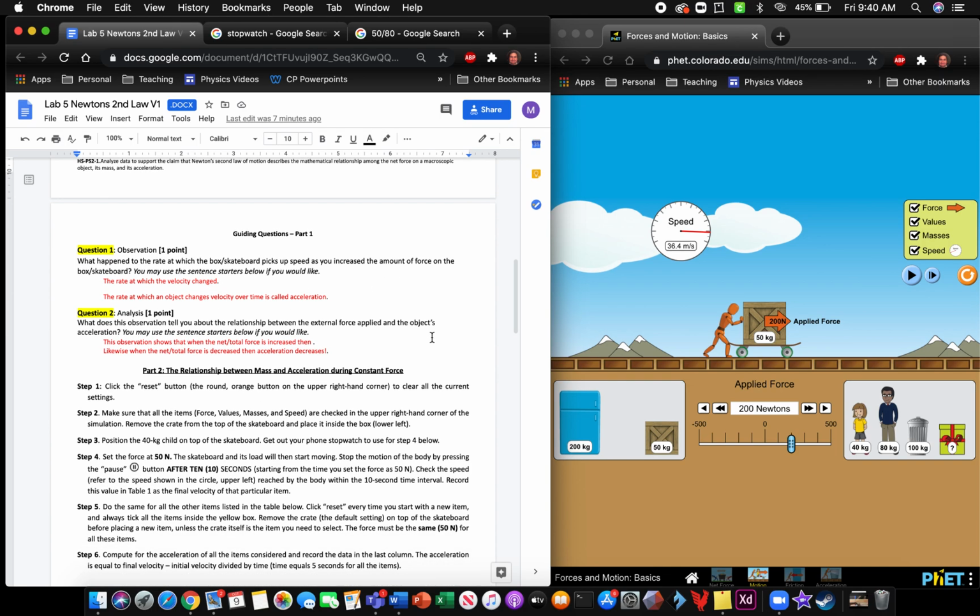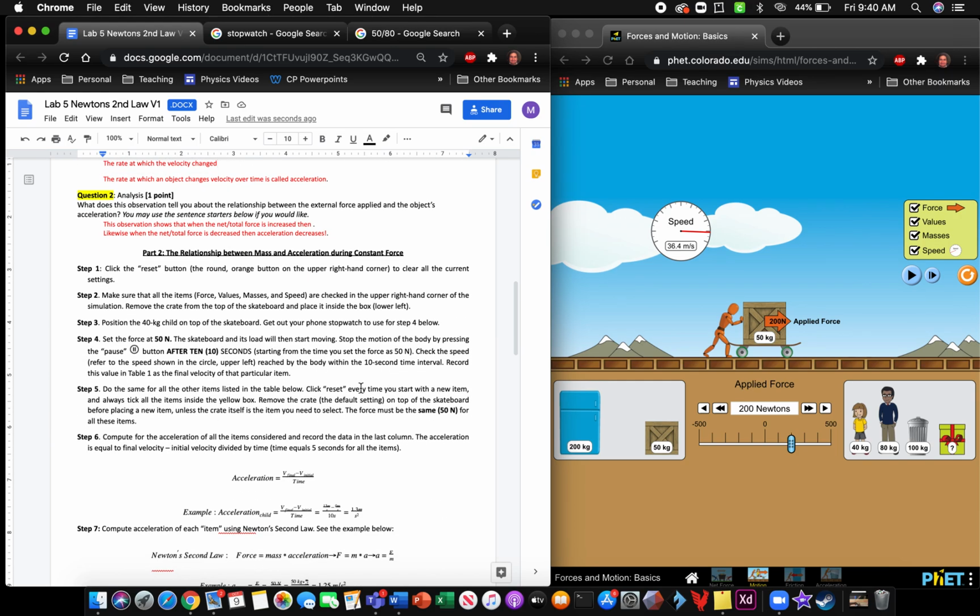Okay, so question 1 is, what happened to the rate at which the box picks up speed as you increase the net force on the object? I'm not going to write these out, I'm just going to talk about them because it's up to you to answer these questions. What we have is the rate at which the velocity changed increased when the amount of force increased. The rate at which an object changes velocity over time is called acceleration. So the rate of velocity change increases if force increases, and it decreases if force decreases, and we call that acceleration.